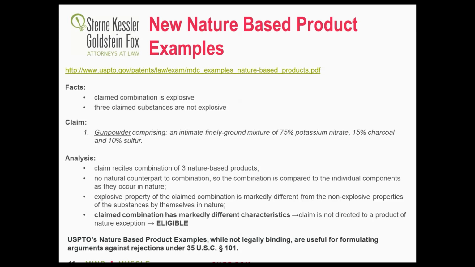And it's important to point out also that the examples show that man-made is not enough. The fact that something was produced by a human is not enough to establish patent eligibility. Again, a man-made product is going to be examined for whether it is markedly different from the naturally occurring counterpart.